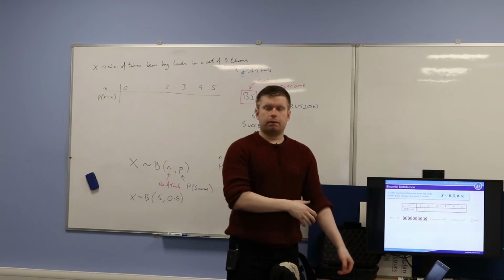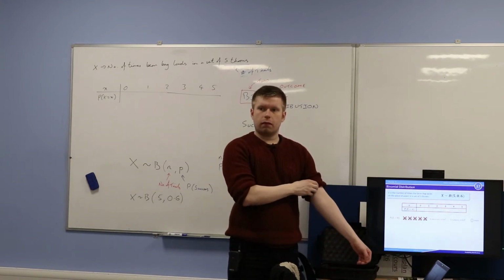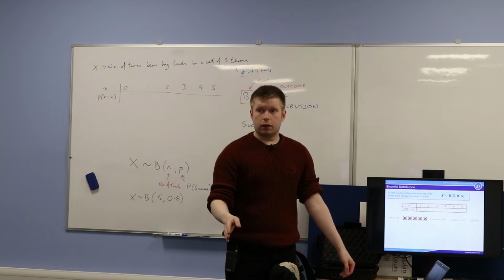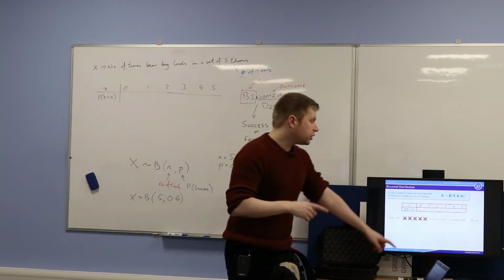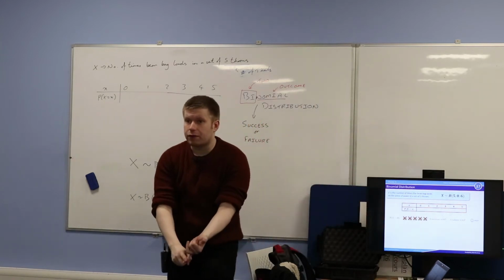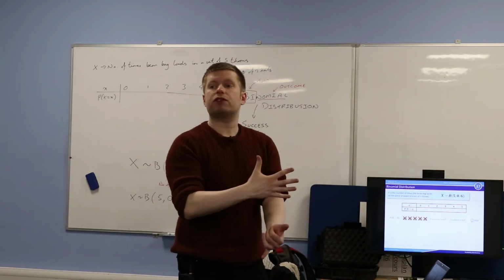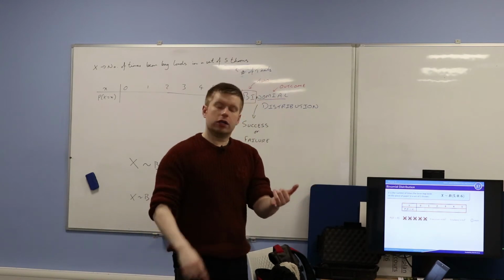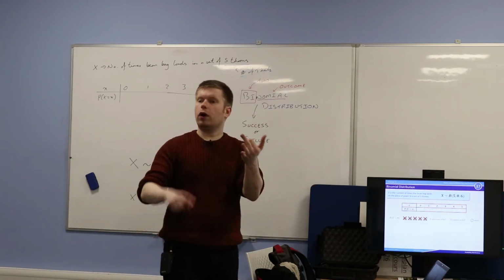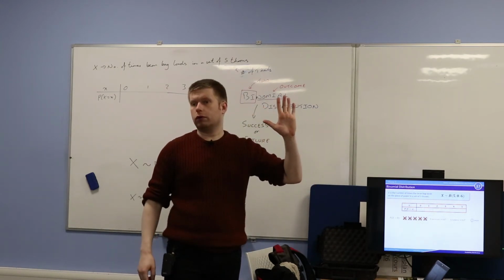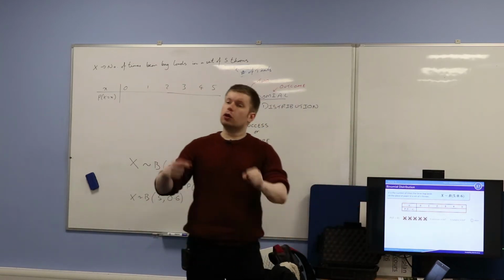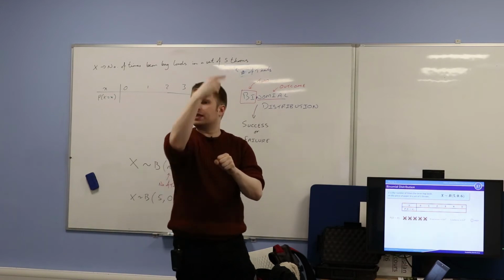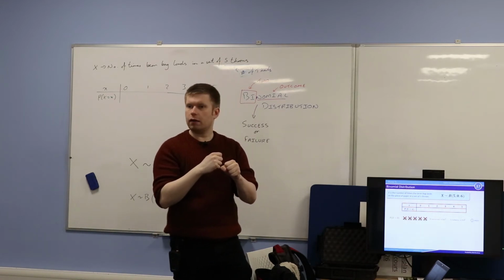A question. 0.4 means failing 5 times? Yes, absolutely. Okay, so 0.4 is the probability of a failure, and you're doing that 5 times. So it's 0.4 times 0.4 times 0.4 times 0.4 times 0.4. Yeah, so 0.4 to the power of 5. Okay, and you're getting no successes, so it's 0.6 0 times, 0.6 to the power of 0. Is that okay? Yes. Yep, good.